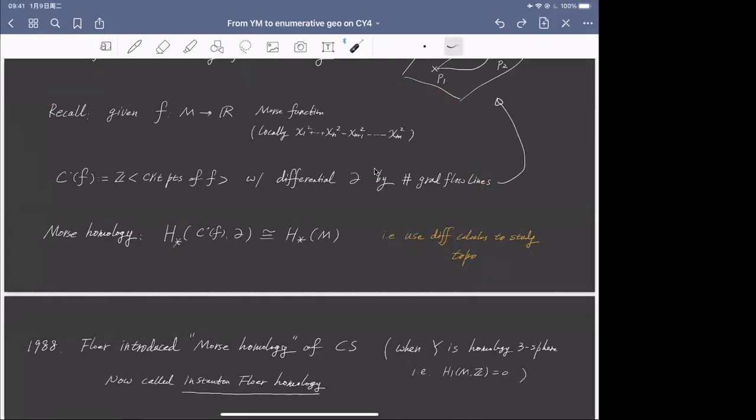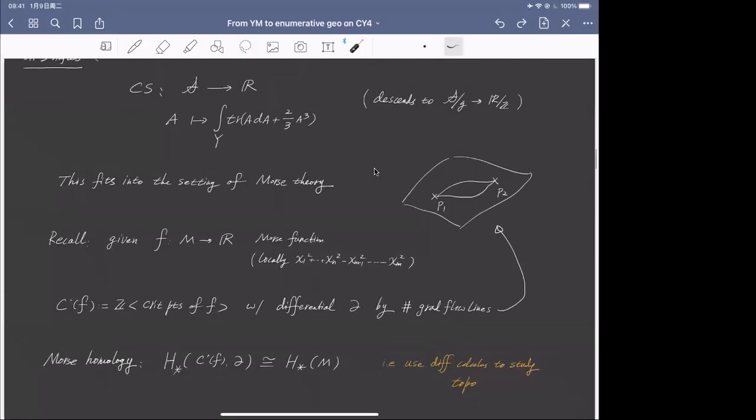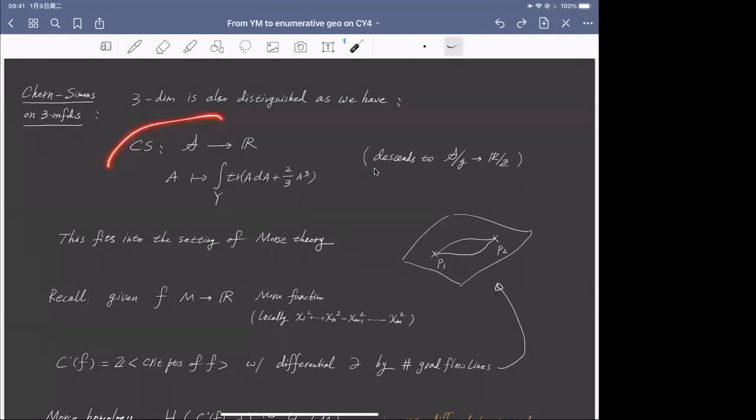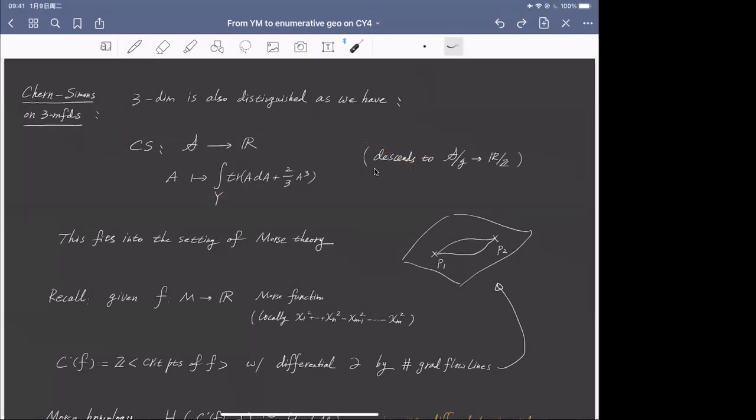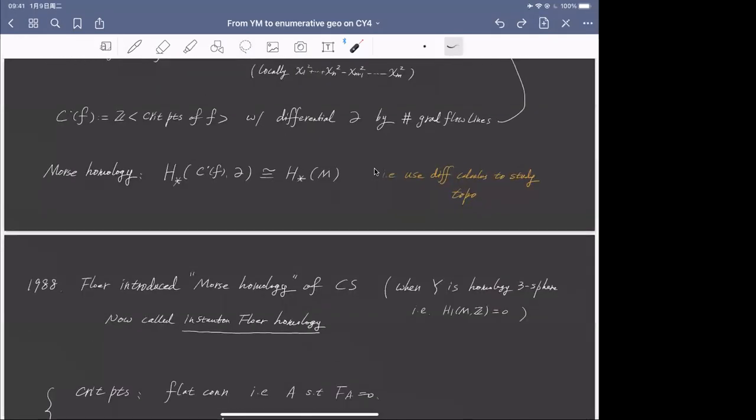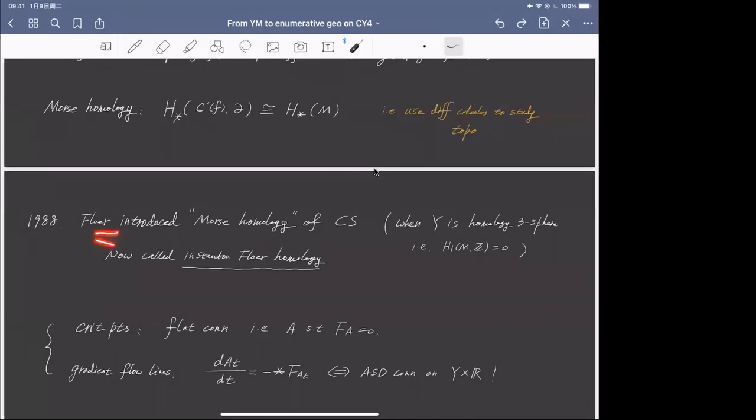So recall that in the finite dimensional case, we have some Morse function, but in the Chern-Simons case, this is an infinite dimensional space. So it's definitely more difficult to make sense of what the critical points and the gradient flow lines are. Actually, Floer defined this so-called Morse homology of the Chern-Simons functional, but now people credit Floer and call this instanton Floer homology.